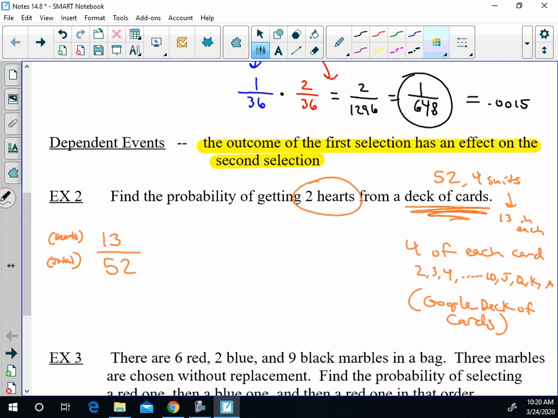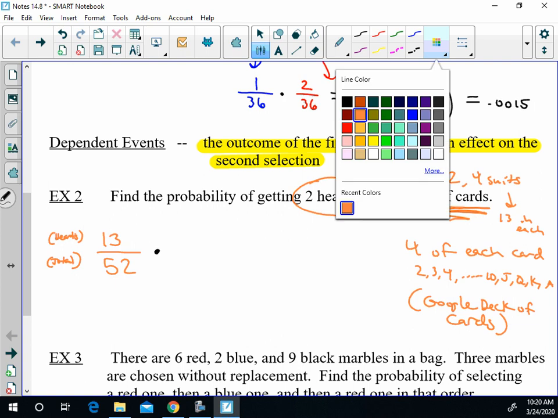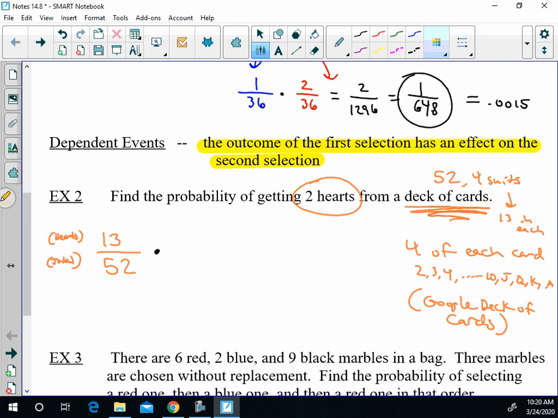Now, I'm going to multiply that by the resulting amount. Okay, so I've drawn a card. I've taken 1 heart out of the deck, so how many hearts are now left? 12. How many total cards are left? 51. Now we're going to go ahead and multiply those 2 numbers. You get 156 over 2,652. Always simplify if at all possible.